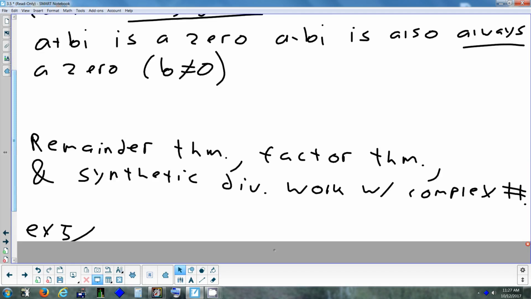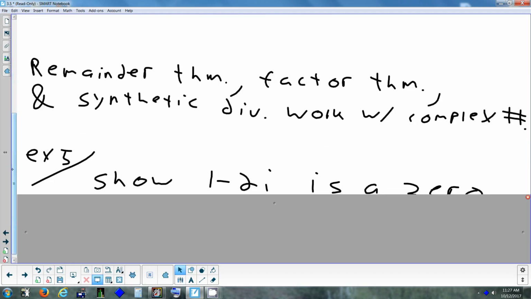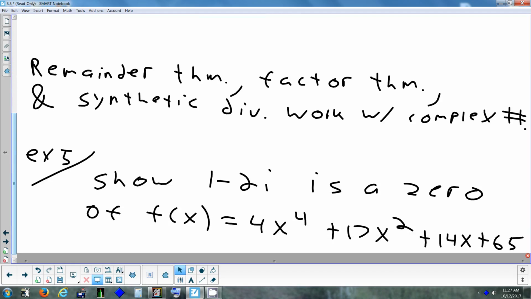Okay, and I'm going to show you right now a problem with synthetic division. Now, when we use synthetic division, we're not directly proving that the thing here is a root. What else does this mean? If 1 minus 2i is a root, we've said this a few times, what else does that mean? Yeah? That 1 plus 2i is a root? Okay, it does mean 1 plus 2i is a root as well.